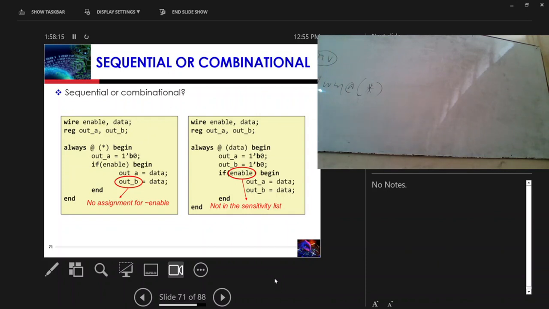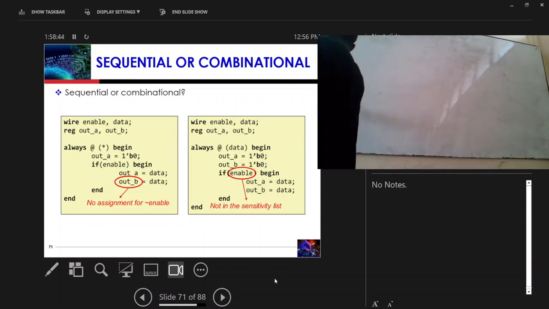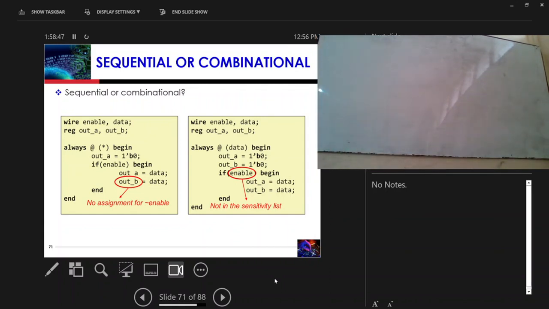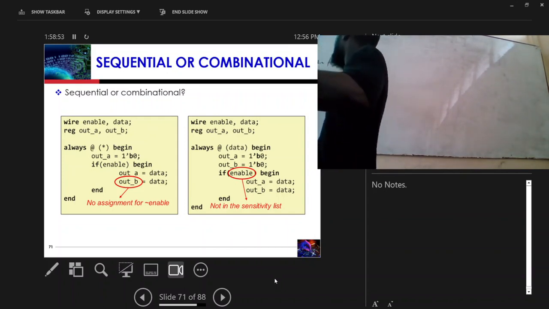So now if I take the first code, always at star, then the code comes in. Is out A combination logic or sequential logic? Is out B combination logic or sequential logic? Does out A remember or not? Does out B remember or not? So out A. So now we are talking about A. So you said out A doesn't remember anything. What about out B? So let's start with out A. Does it remember or not? So it means that it's combination logic. And out B.